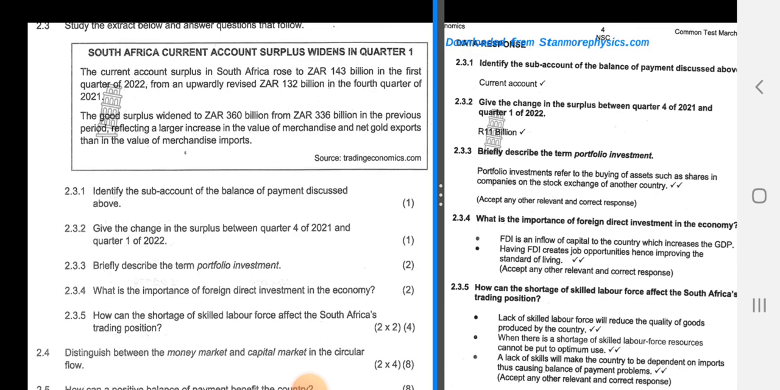And then 2.3.3 says briefly describe the term portfolio investment. That is 2.3.3.